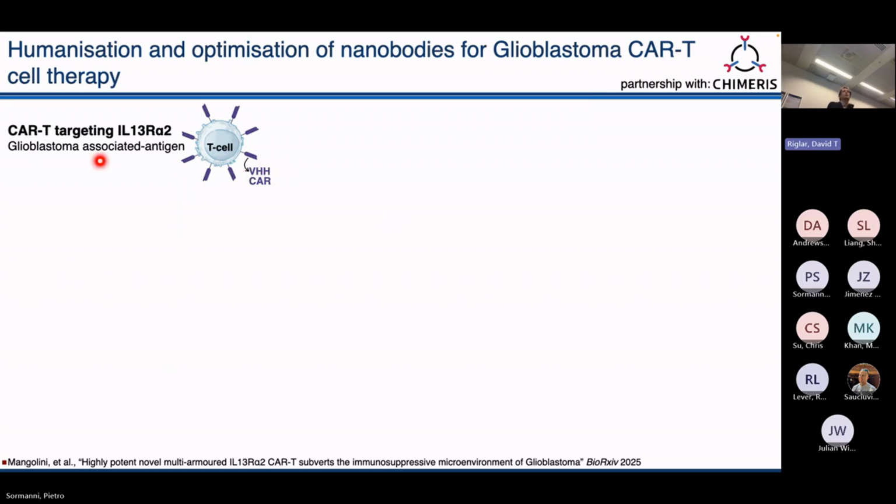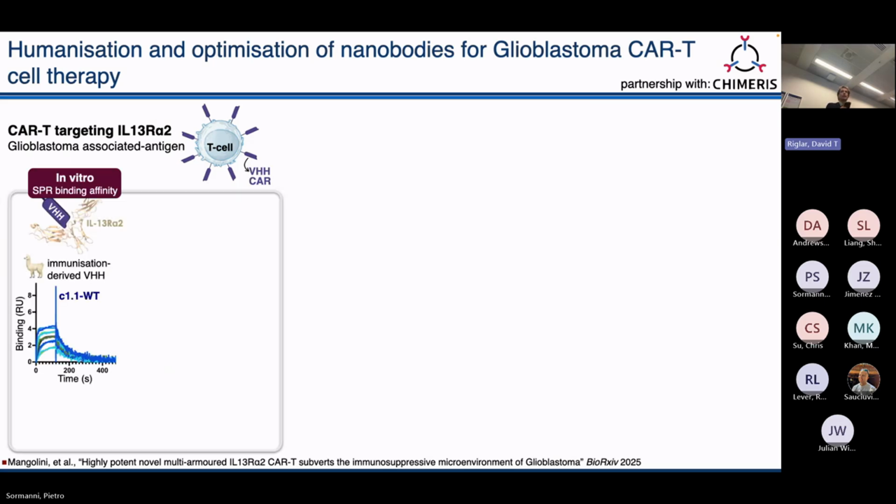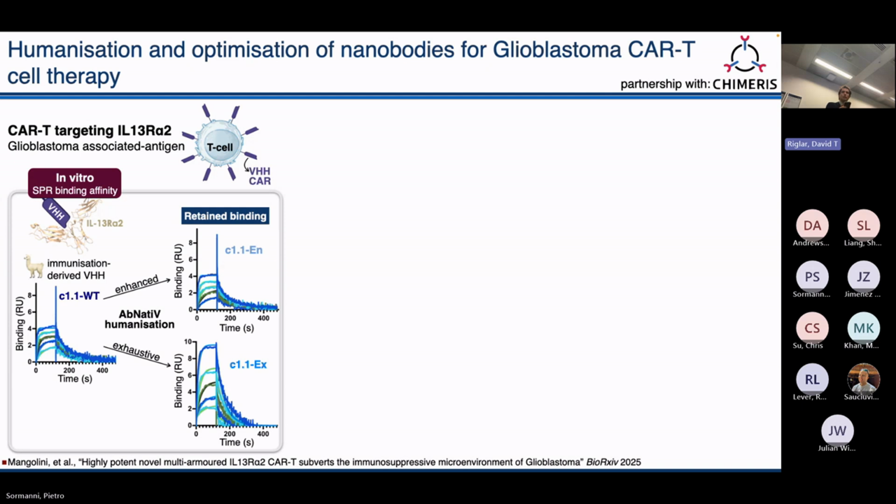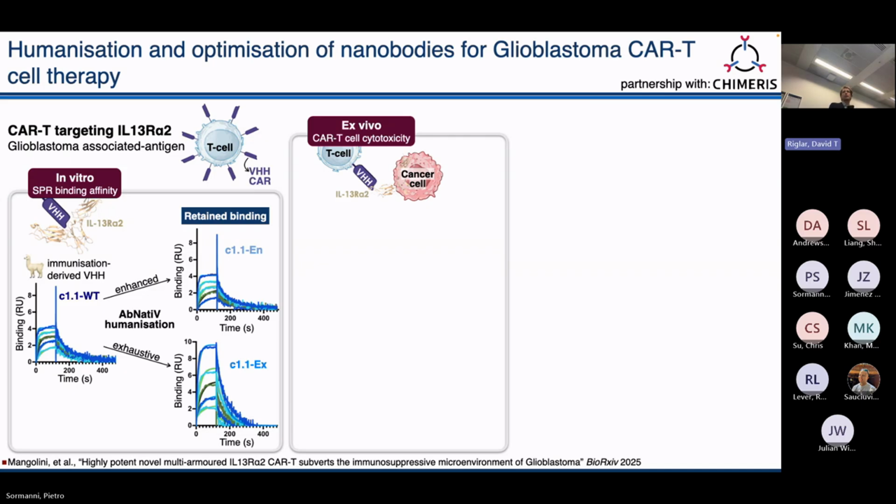This one in particular is for glioblastoma. It targets this particular antigen. So this company had a nanobody derived from a llama or an alpaca. We did our humanization, the 2 pipelines that I showed before. We retained the binding in vitro, similar story. Then they put them in the CAR, so now it is on the T cell and is looking at cancer cells.